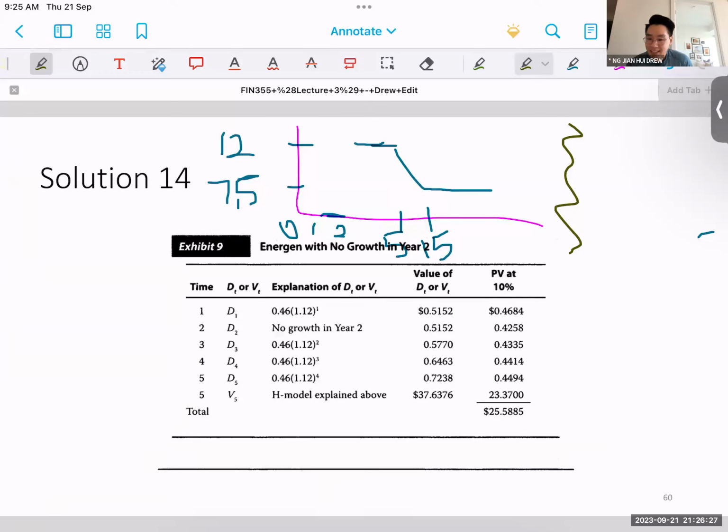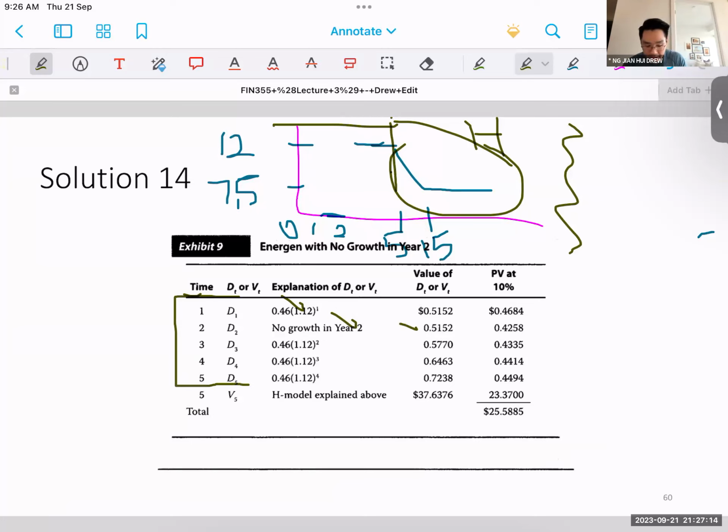Yes, but the concept is the same: you do the H model from year 5. This component is the H model, and for this component we do PV of cash flow, exactly the same. For the first 5 years, it's PV of cash flow. Can you see that in year 1 it grows at 12%, given here. In year 2, there is no growth, so it stays the same.